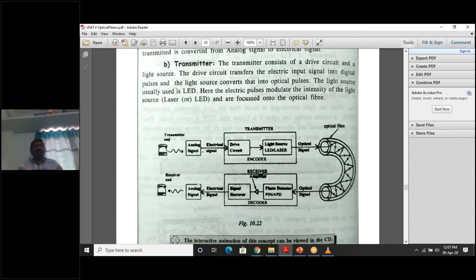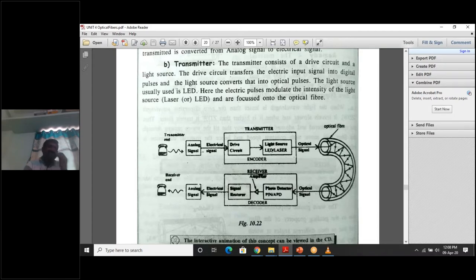Electrical signal. This electrical signal will be transferred to the transmitter circuit. This transmitter circuit consists of two parts: drive circuit and light source. What is the use of the drive circuit? The drive circuit converts the electrical signal into digital pulses. Digital pulses means zeros and ones. These zeros and ones will be transferred to the light source.